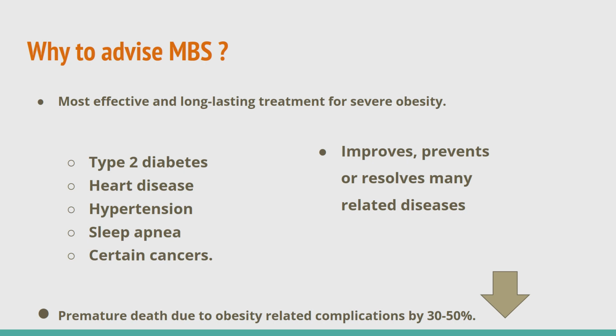it is the most effective and long-lasting treatment for severe obesity. It improves, prevents, or resolves many related diseases like diabetes, heart disease, hypertension, sleep apnea, and certain cancers. It reduces the risk of certain cancers also. If you undergo surgery for obesity, it reduces your chance of premature death because of obesity by 30 to 50%. So the data are quite good and in favor of bariatric surgery.